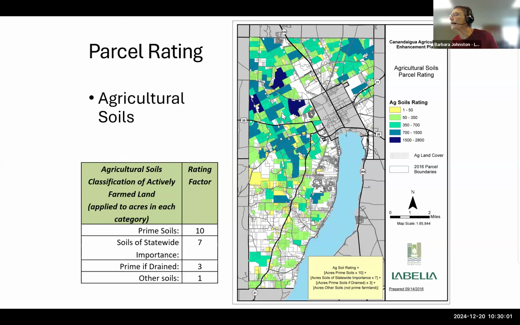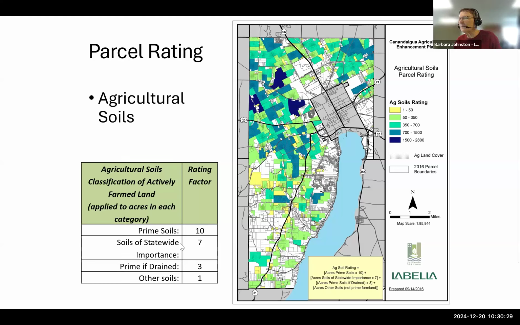The dotted hatching shows the actual farmland cover, and again, this is from 2016. Then we created a universe of parcels that had a certain threshold number of acres of farmland in it. And we created a rating system to show the highest quality soils.